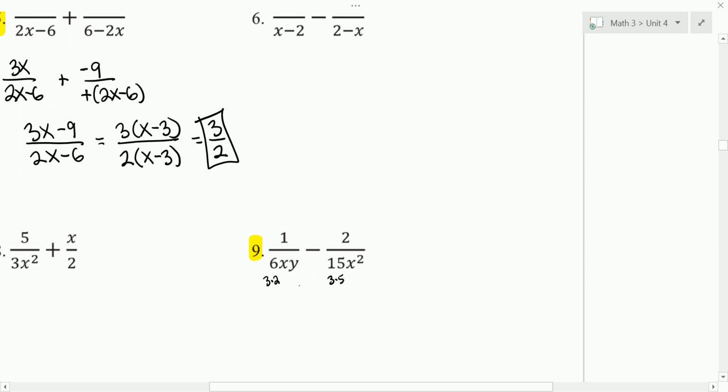3 times 2 times 5 is going to give us 30. And so that's what I'm going to do. I'm going to multiply the left side by 5, top and bottom. And on the right side I'm going to multiply top and bottom by 2.